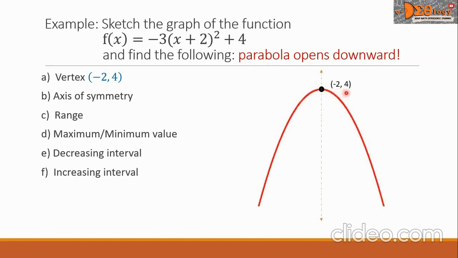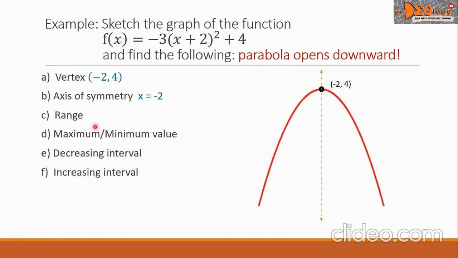Now letter B, for the axis of symmetry, it is the vertical line that passes through the vertex. And our formula is x equals h. And this h is the x coordinate of the vertex itself. So we will just substitute the value. So here the h becomes negative 2. Therefore, the axis of symmetry is x equals -2.